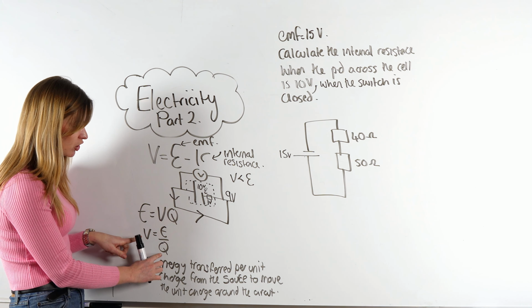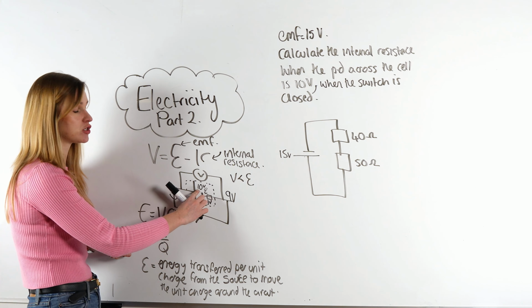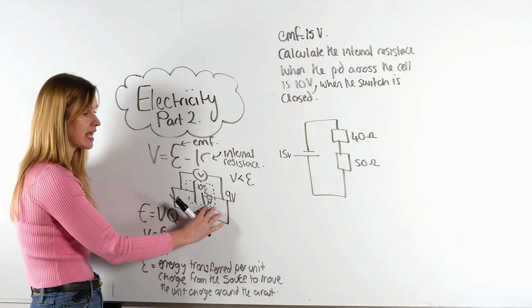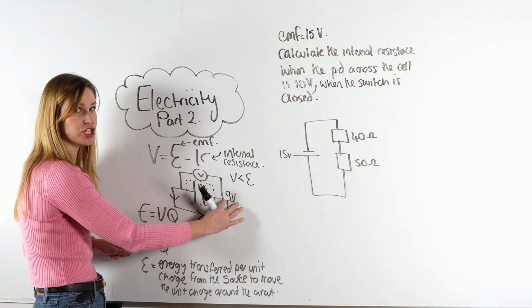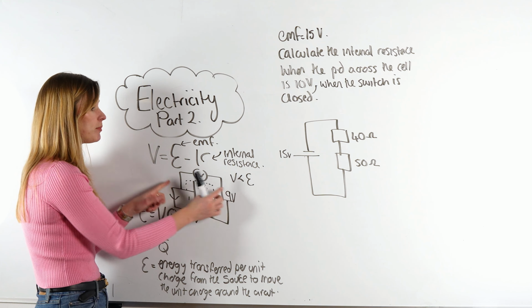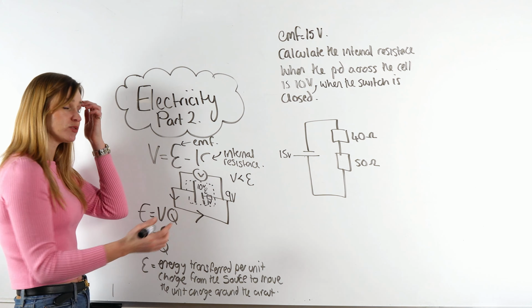The reason I'm saying it that way is that if we're looking at a unit charge, 10 volts means each unit charge is getting 10 joules of energy. But they're losing 1 joule of energy on going through the cell, so they only come out with 9 joules of energy. So even though the EMF was 10, the potential difference is going to be 9 because we actually lost some energy due to the internal resistance.